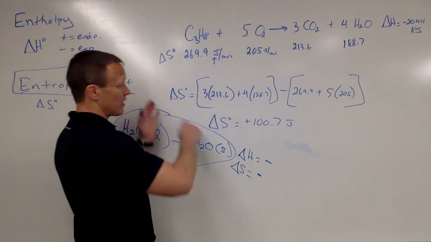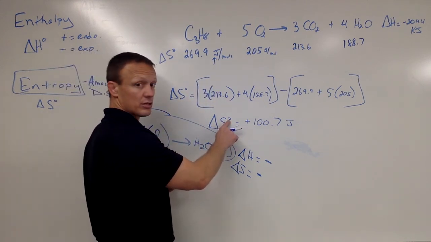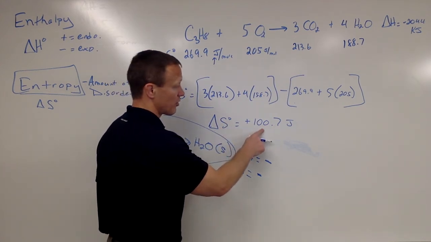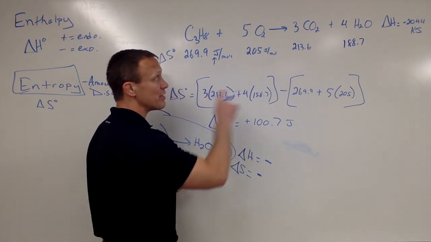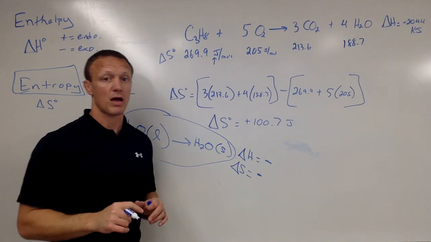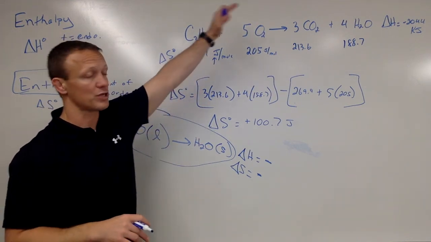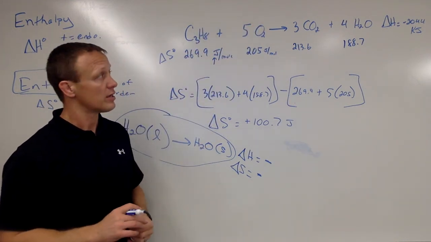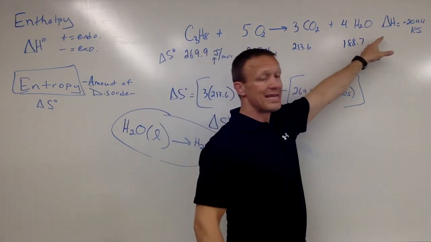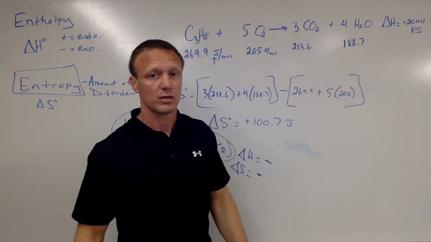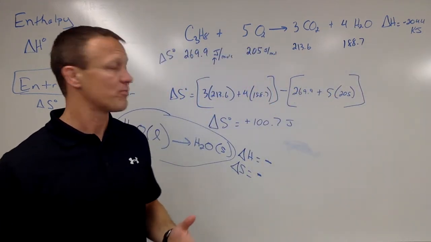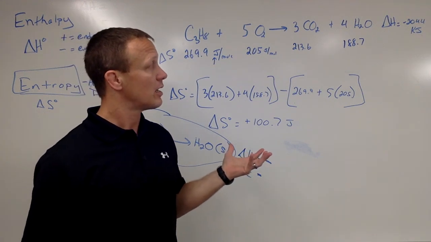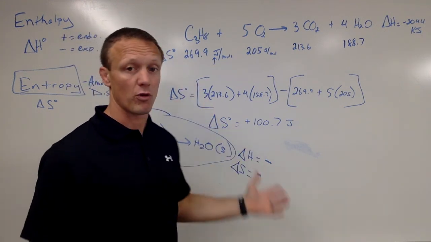So if we do that for this, our delta S at standard conditions is positive 100.7 joules. That means we're increasing in disorder. Delta S is positive, going from lower disorder to higher disorder there. It is, remember, exothermic, meaning heat is being given off. So as we start talking about reactions being spontaneous or not, we'll take into account both of those things.